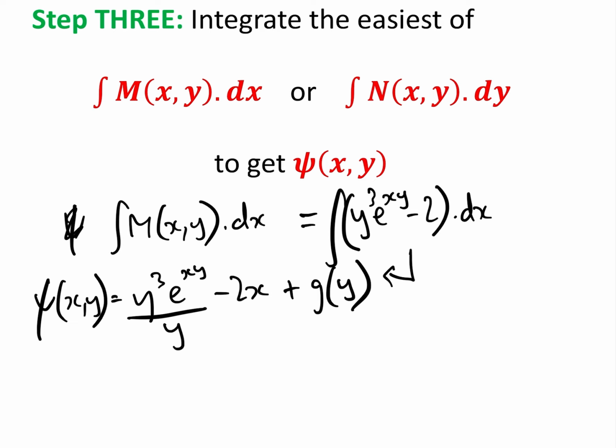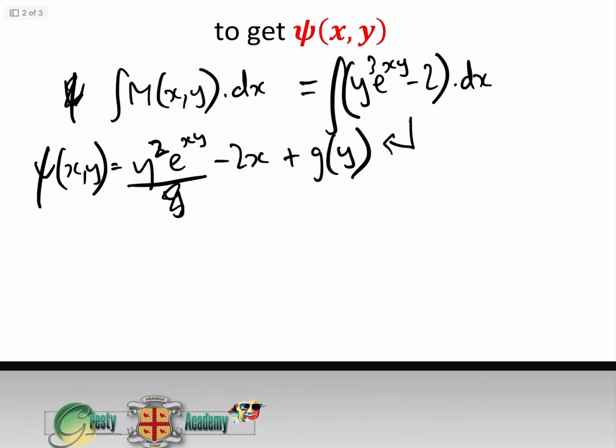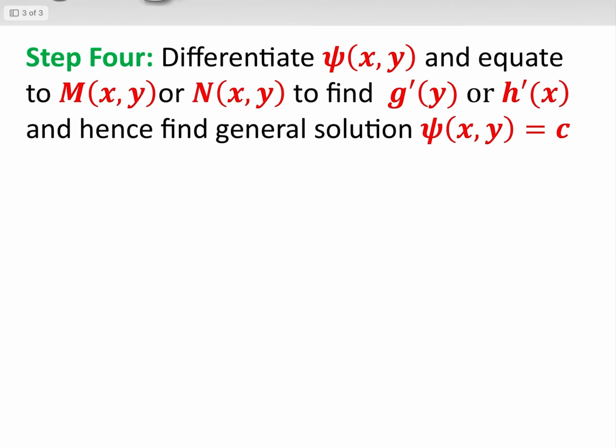Okay, but we still need to find g of y, and that will cancel there, so that will give y squared e to the xy minus 2x dx. Okay, and we still need to add g of y, but we still need to find what g of y is. So what we do now, because we're only going to do one of the integrals instead of two, is differentiate the psi that we just found and equate it to m or n to find g dashed or h dashed, and hence we can find what it is.